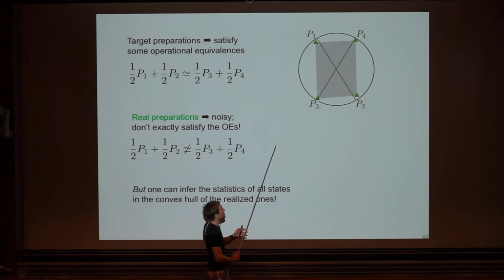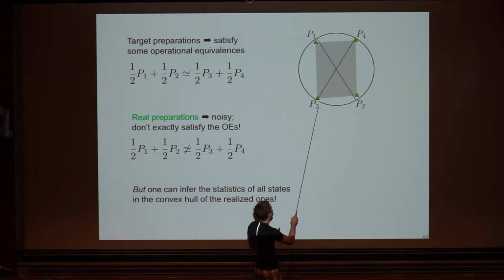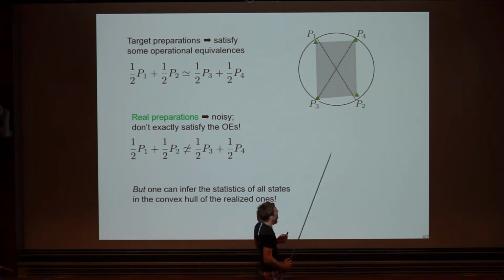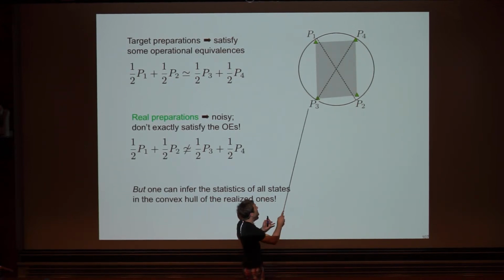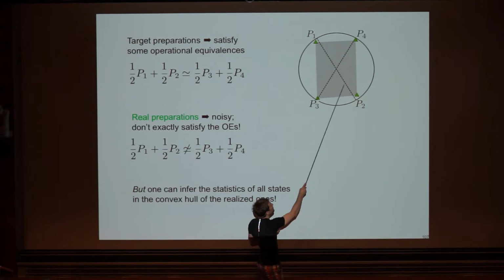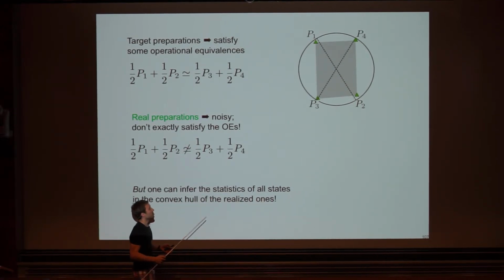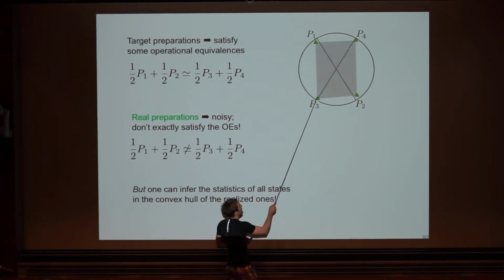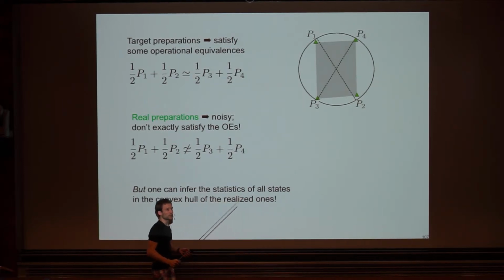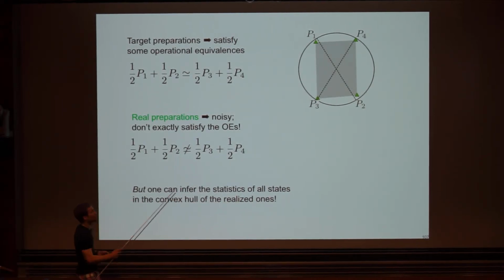So the first trick, there's actually two ways to get around it. The first one says, notice that if you've only done these four preparations, you can nonetheless infer the statistics of every preparation in the convex hull, because GPTs have this convex structure, and the probability rule is linear. And so if I want to know what the predictions for any point inside this gray region are, I can compute them to arbitrary accuracy from the four preparations that I've actually implemented.